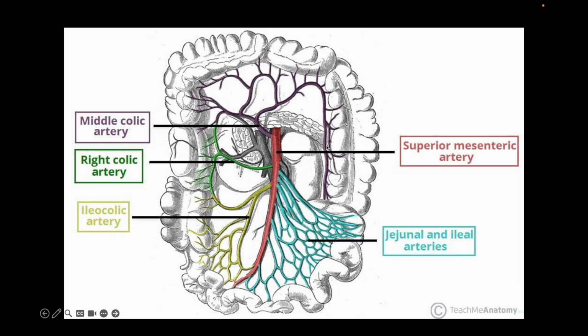The SMA, these are the main branches that you should know all. The first is the middle colic artery. Then you've got the right colic artery. These are the ones coming to the right. And then you've got the ileocolic artery. Towards the left, you've got the jejunal and ileal arteries. They're quite easy to see which one's which because they basically supply what's in the name.